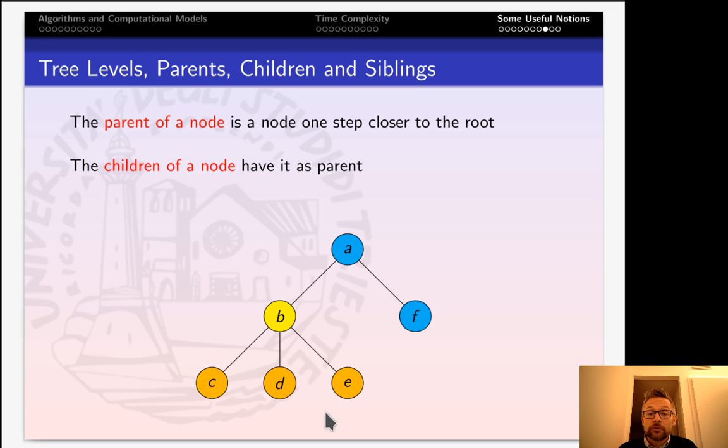Great. I leave you as an exercise: try to see what would be the tree if we had chosen F or B instead of A as a root. Okay.